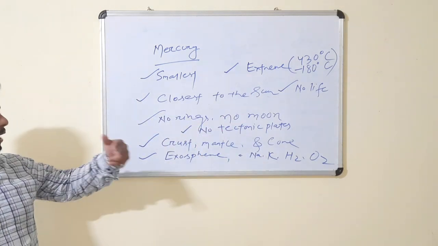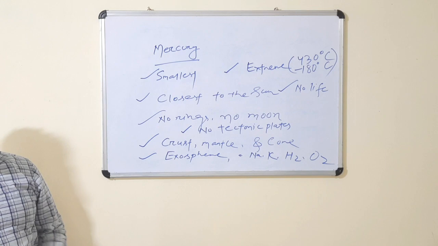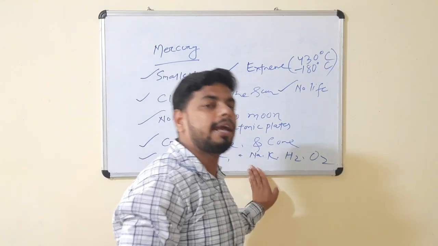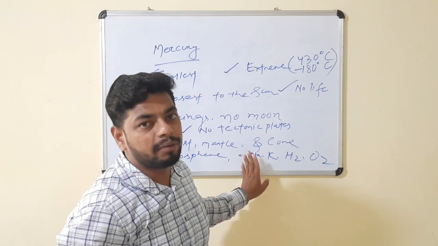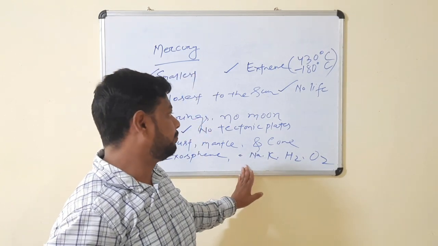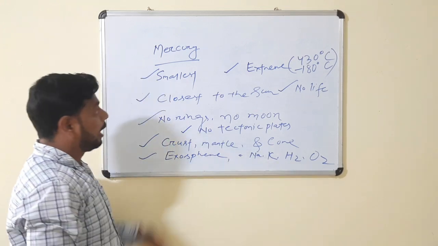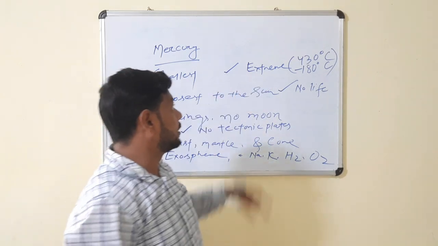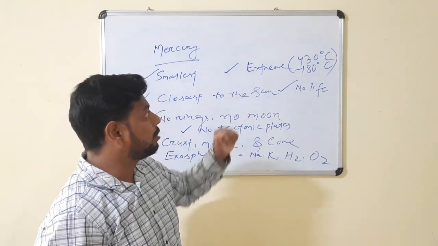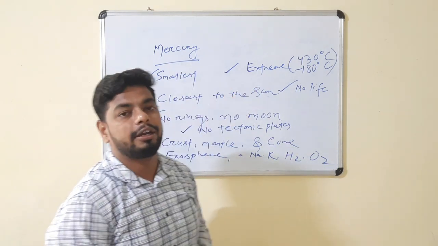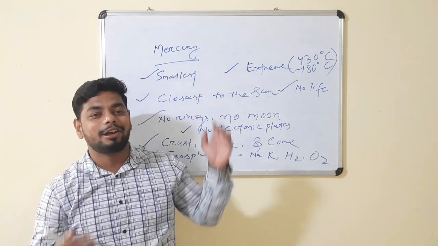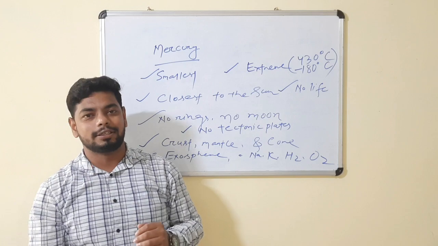It is made up of crust, mantle and core. It does not have any atmosphere, but yes, it has a slight exosphere, mainly made up of sodium, potassium, hydrogen, oxygen, etc. Got it now? But it experiences extreme climate. The temperature increases up to 430 degrees Celsius during daytime, and during night time it is around minus 180 degrees Celsius.